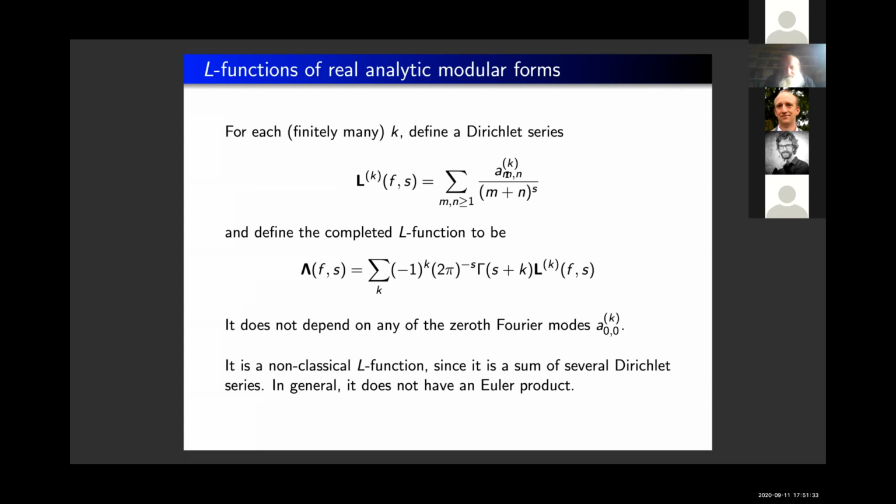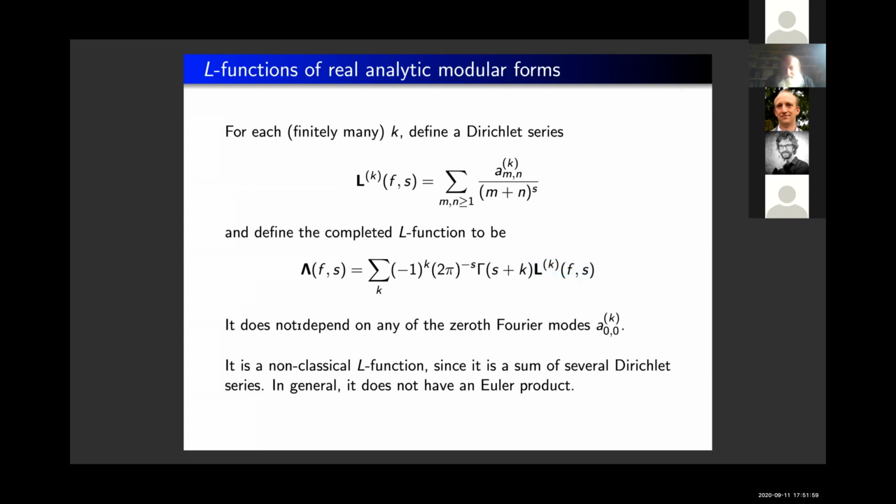It's only the sum of them. It's only the sum of A_{M,N} such that M plus N is a fixed number that occur. So you lose a whole lot of information when you form this Dirichlet series. And then we can define the completed L function to be a finite sum of some power of pi and some gamma factor times this very explicit Dirichlet series.